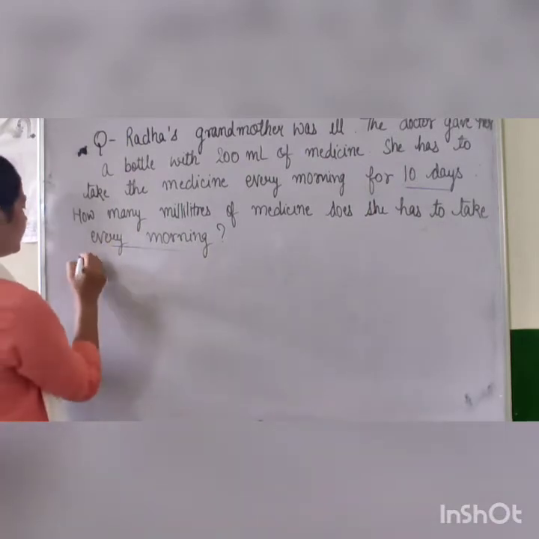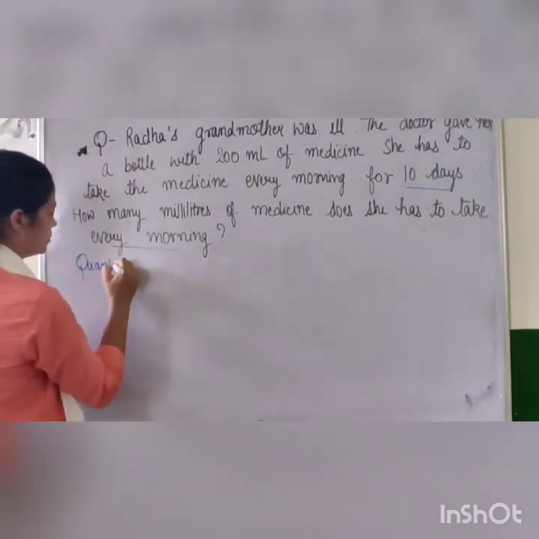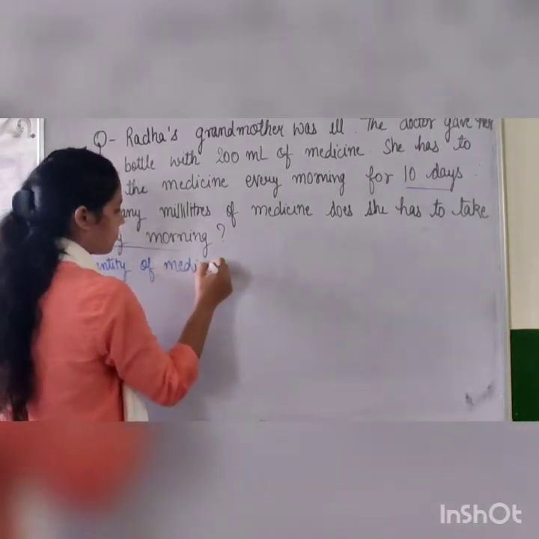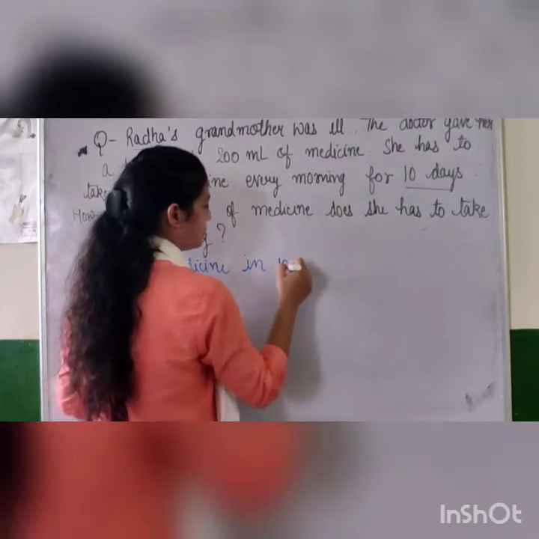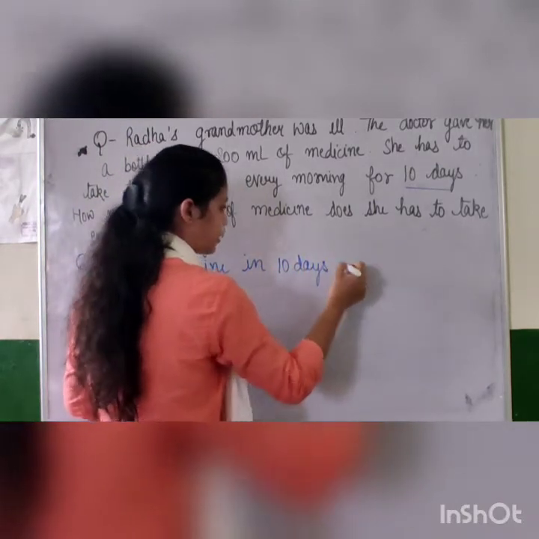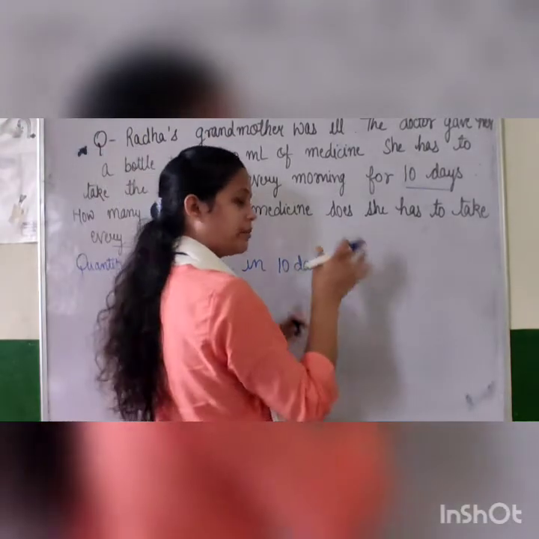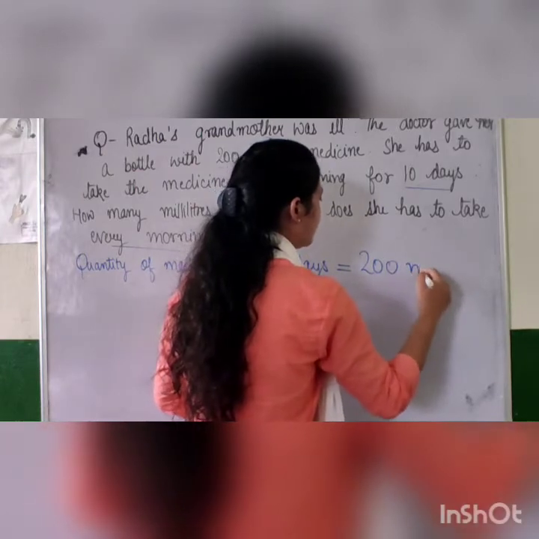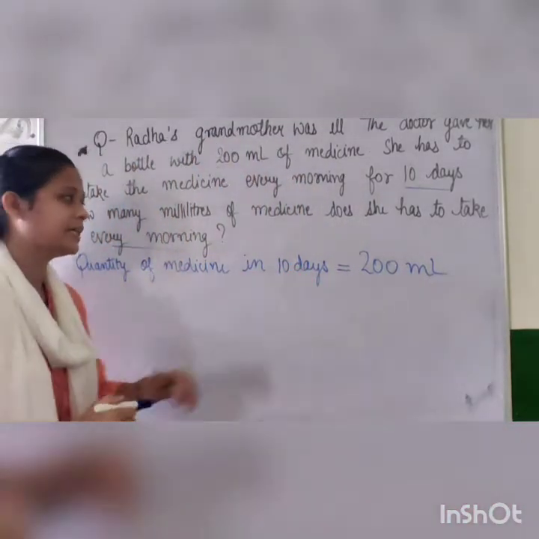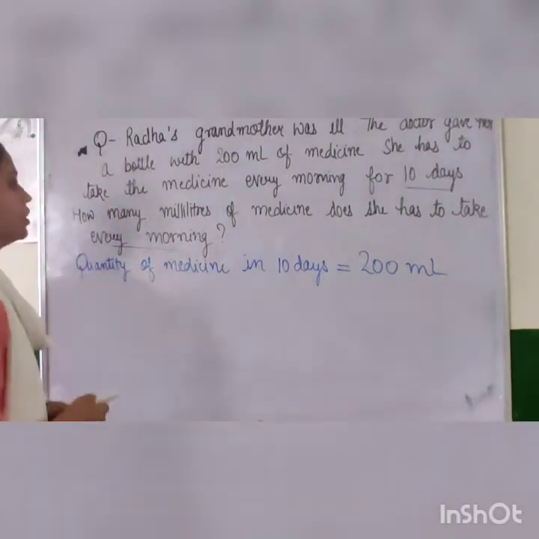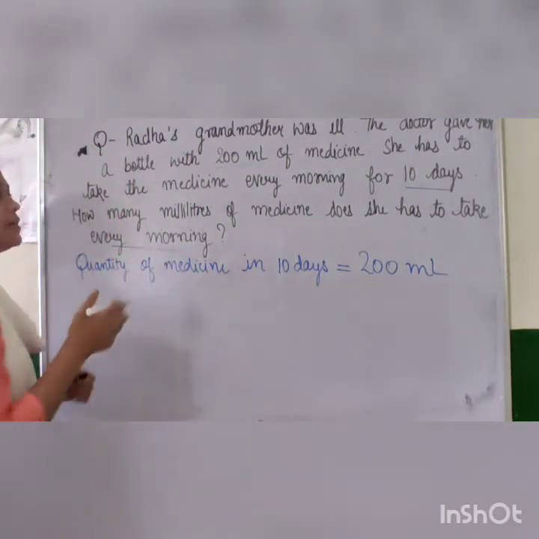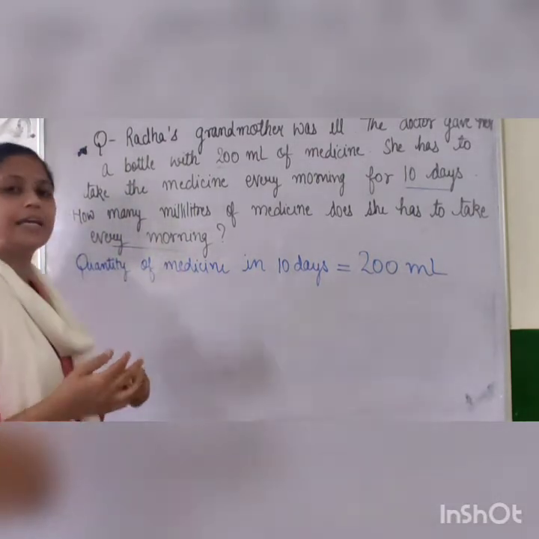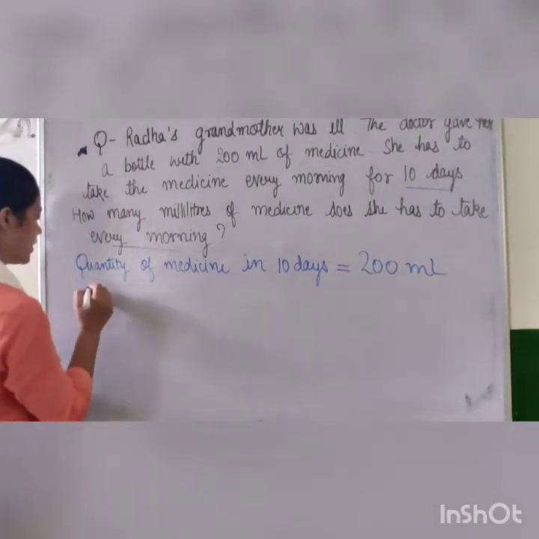Let's see, quantity of medicine in 10 days that she has to take. The quantity of medicine in 10 days that her grandmother has to take is 200 ml. She has to take 200 ml of medicine for 10 days. So we have to find for one day. We have to tell how much medicine she will take every morning. So let's find the quantity for one day.